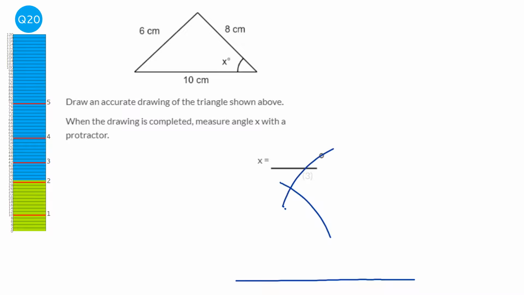And you can see where the two arcs overlap, which is here. And we can join these up with straight lines.